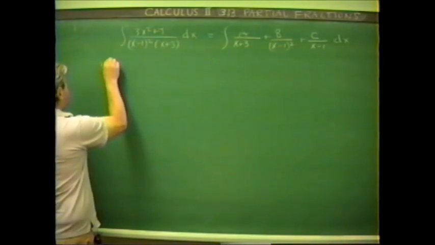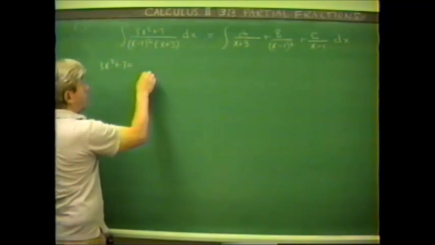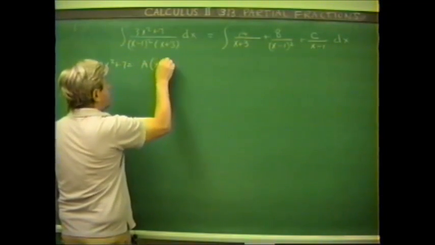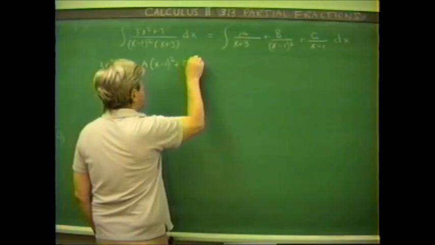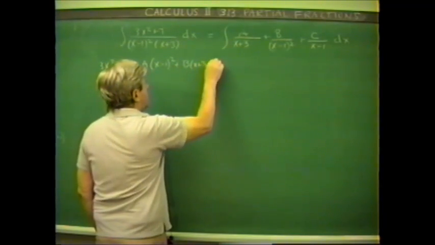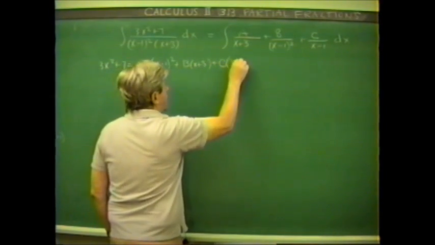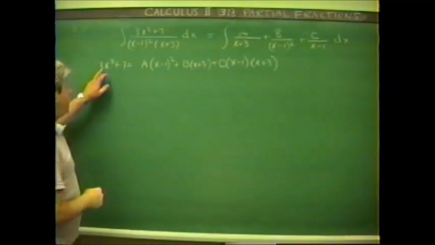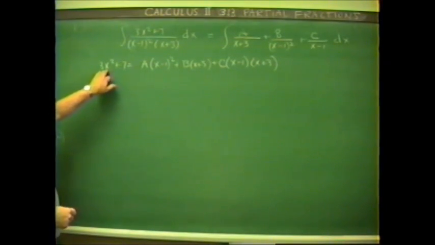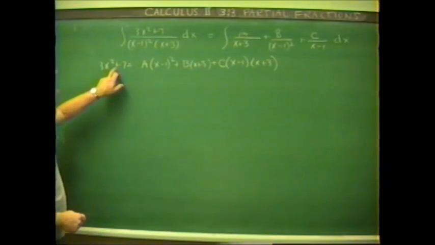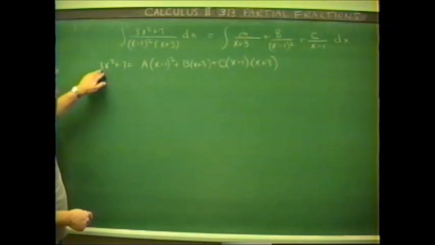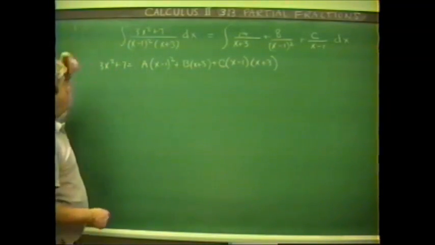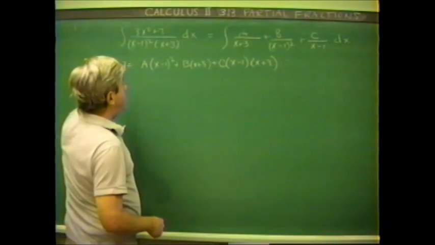What do we need at this point? We need to write 3x squared plus 7 equals a times x minus 1 squared plus b times x plus 3 plus c times x minus 1 times x plus 3. Now here you can, as always, solve for a, b, and c by comparing the x squared coefficient. Powers are higher. Over here, you compare the higher coefficient. It's easy to get several of these things almost for free.